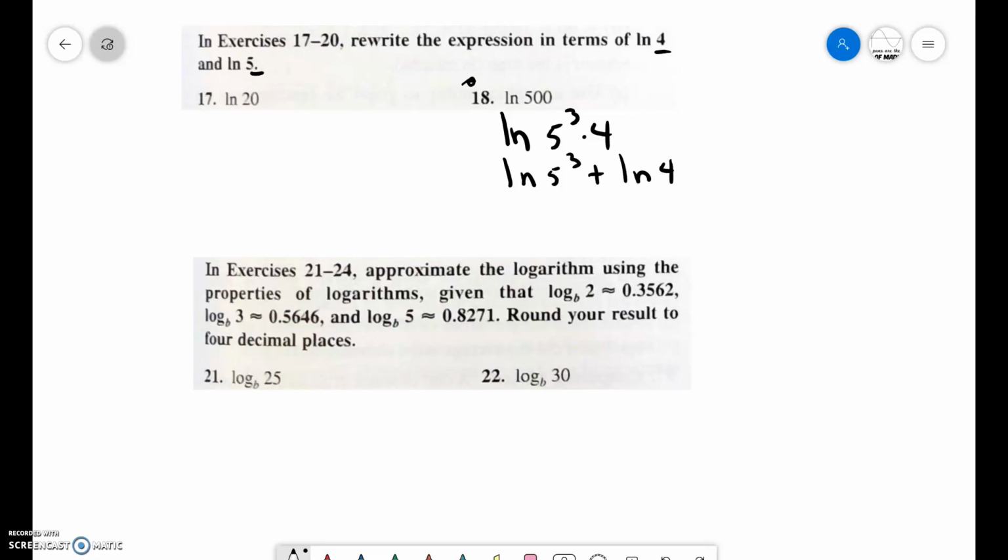Again, we're not using a calculator. There's no real context of why to do this. We're just working through the properties. The other thing we don't want is an exponent, because it wants it in terms of ln of 5. So we don't want to have a power of 3. So I'm going to put the 3 out in front: 3 ln of 5 plus ln of 4. Okay, so that's the idea with problems like 17 and 19.